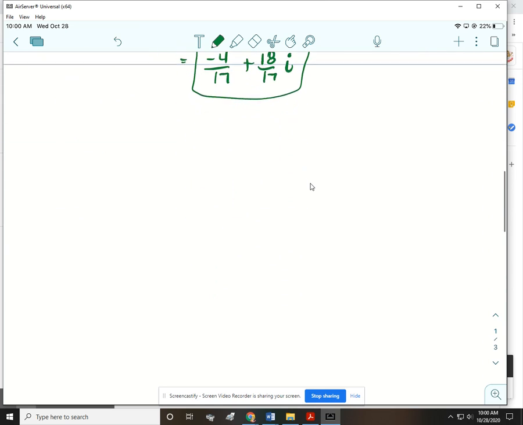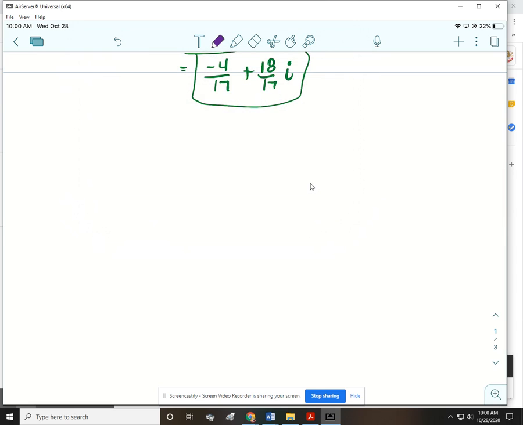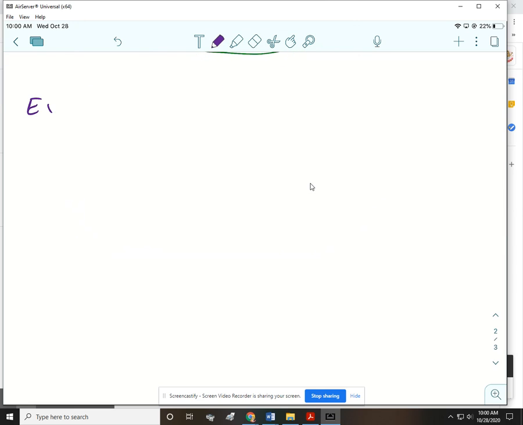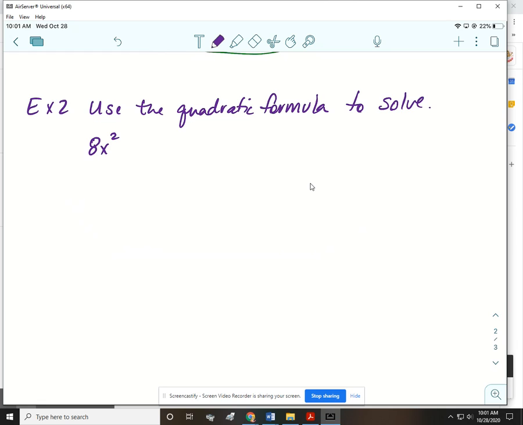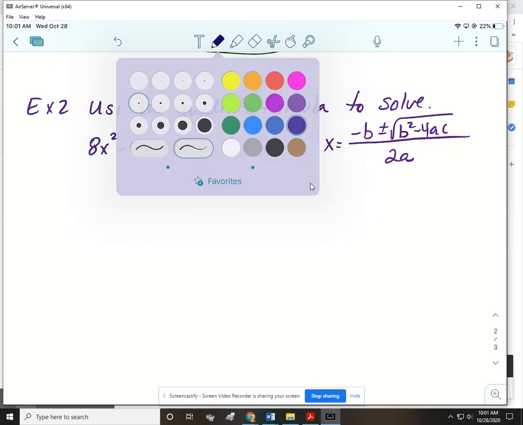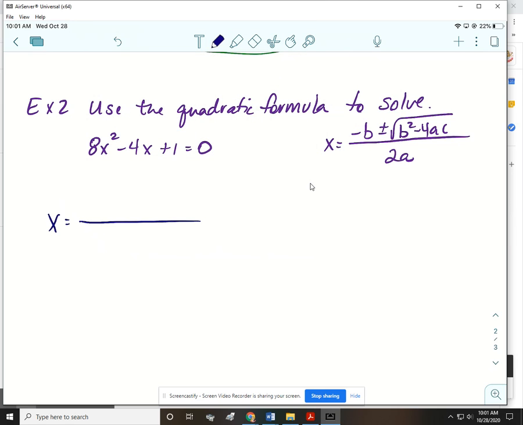Okay, and now we're going to do one quadratic formula problem. Now you guys hopefully remember it. It is something that you want to remember. So we're going to use the quadratic formula to solve. And our equation is 8x squared minus 4x plus 1 equals 0. Okay, so hopefully you all remember the quadratic formula. x equals the opposite of b plus or minus the square root of b squared minus 4ac, divided by 2a. All right, so we'll just plug everything in, our a, b, c.